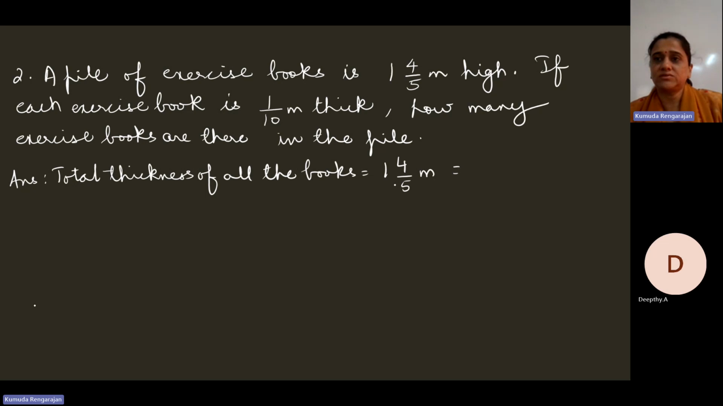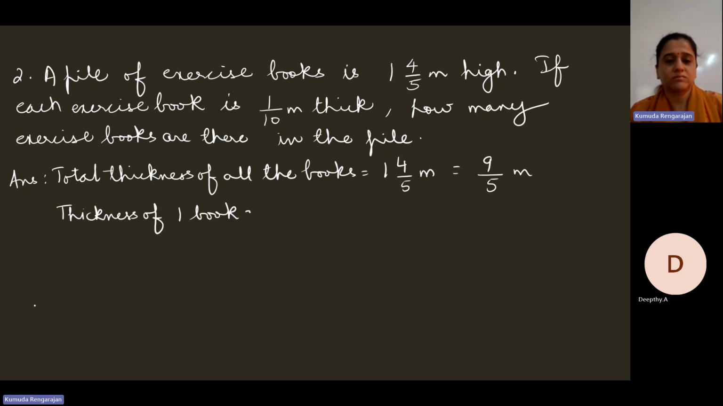How do you convert this to an improper fraction? Yes, ma'am. 5 into 1 plus 4 is 9. So 9 by 5. And 1 by 10 will be inverted, which gives 10 by 1.